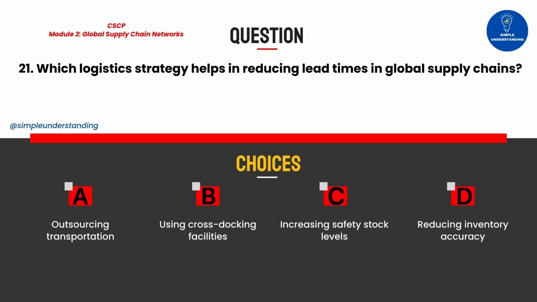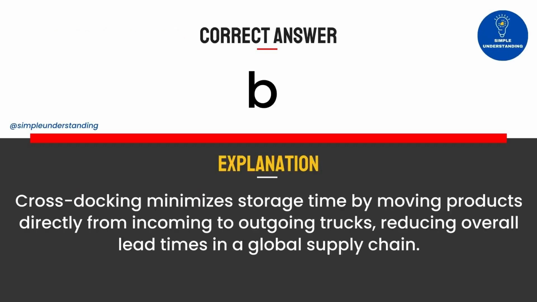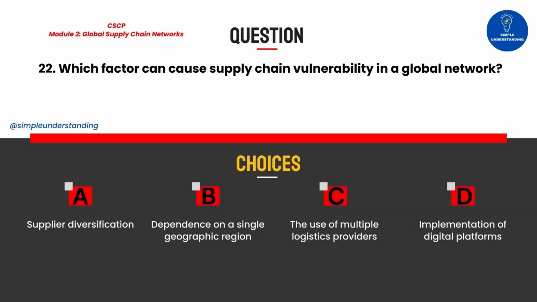A. Outsourcing transportation. B. Using cross-docking facilities. C. Increasing safety stock levels. D. Reducing inventory accuracy. Correct answer: B. Explanation: Cross-docking minimizes storage time by moving products directly from incoming to outgoing trucks, reducing overall lead times in a global supply chain. 22. Which factor can cause supply chain vulnerability in a global network?